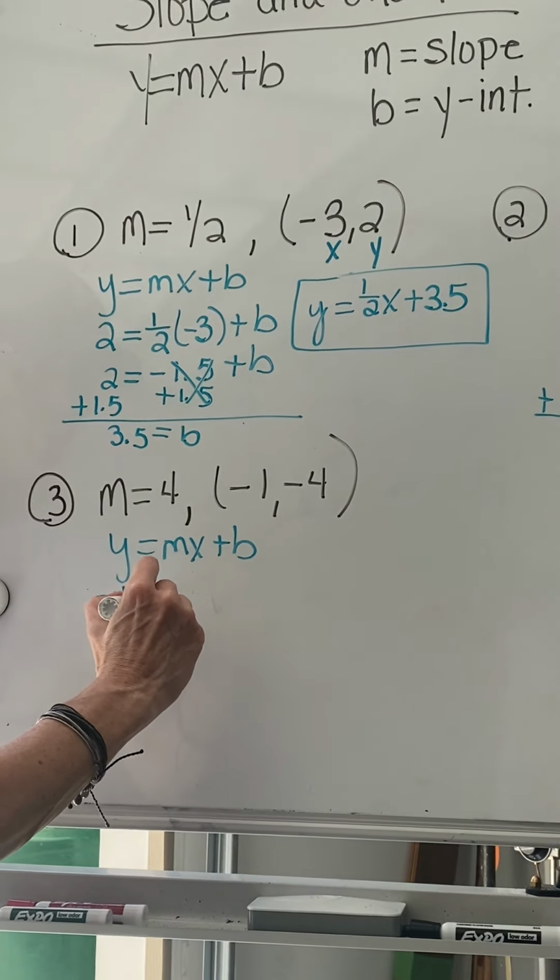I'm going to multiply those two together. 4 times -1 is -4 plus b. I'm going to add 4 to both sides. And when you have -4 plus 4, that is 0.